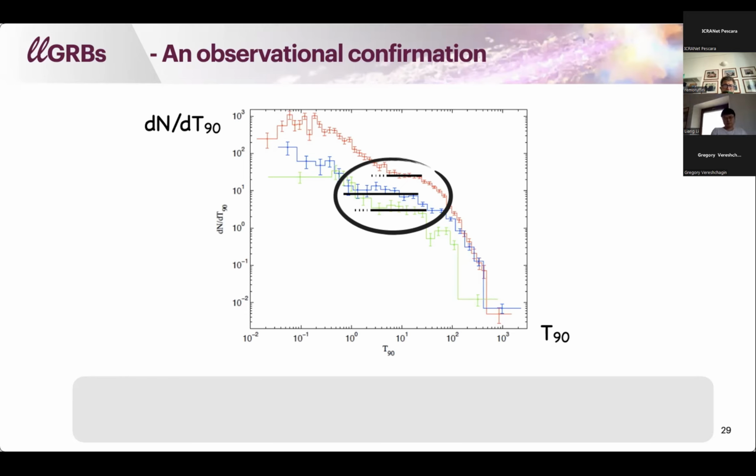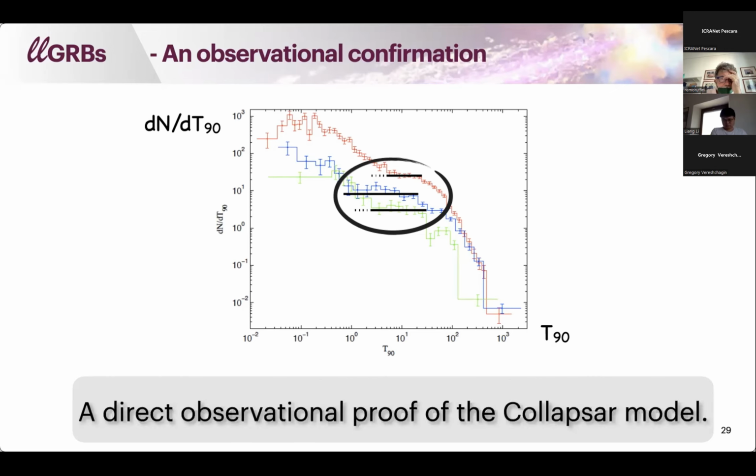So this is actually a confirmation of the fact that we do have jets propagating into stars, because we see direct evidence in this observation of the break time, and we can measure it. It is about 10 seconds. So this is the direct proof of the collapsar model. And it was a prediction, and it was verified here.